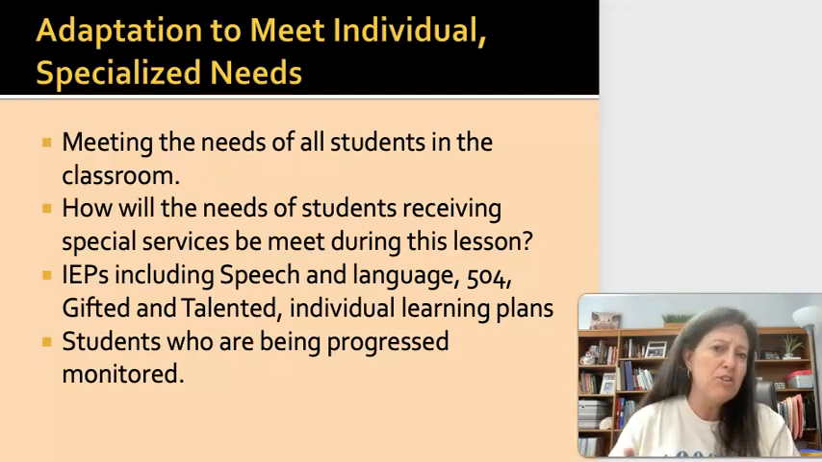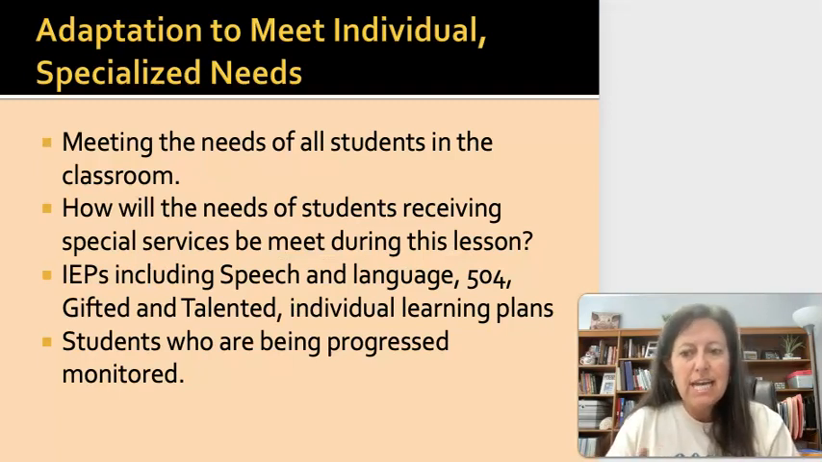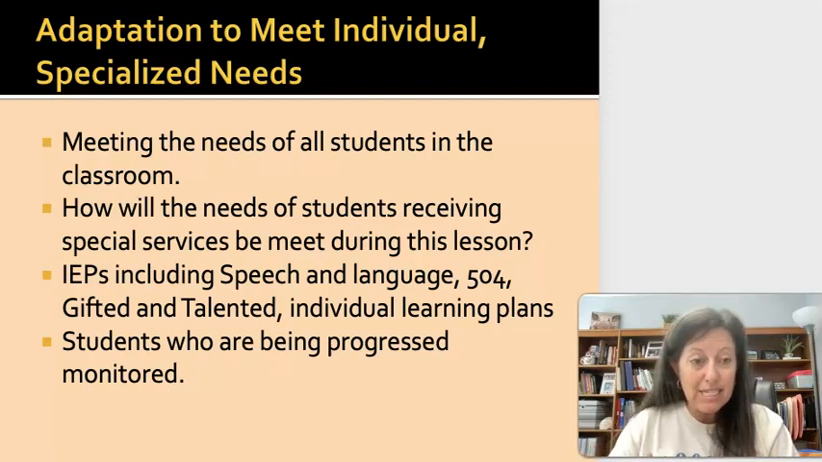So now, adaptations to meet individualized and specialized needs. This is us meeting the needs of all the students in our classroom. And how will the needs of the students receiving special services be met during this lesson? What specifically are you going to do to make sure that you have enabled the student to remove the barriers to their learning? And IEPs, and this is going to include speech language services, hearing impairments, 504s, English language learners, gifted and talented, or students who are part of the RTI process and just being progress monitored at that point in time.